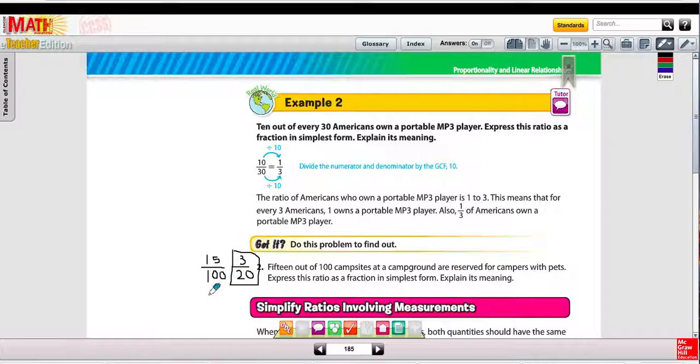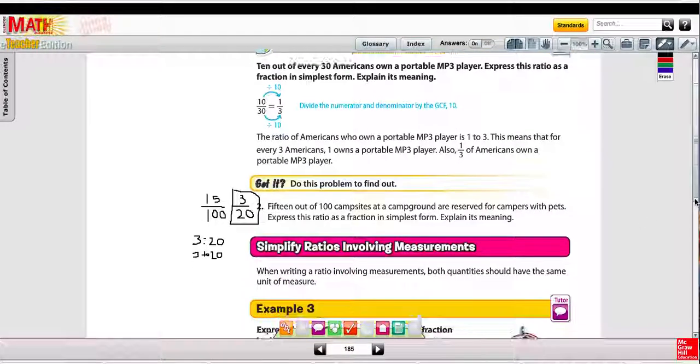And again, you can write that as 3 with a colon, 20, or you can write that with the word to. So 3:20. And it says that those are the ones reserved for pets. So the meaning is 3 out of 20 campsites at a campground are reserved for campers with pets.